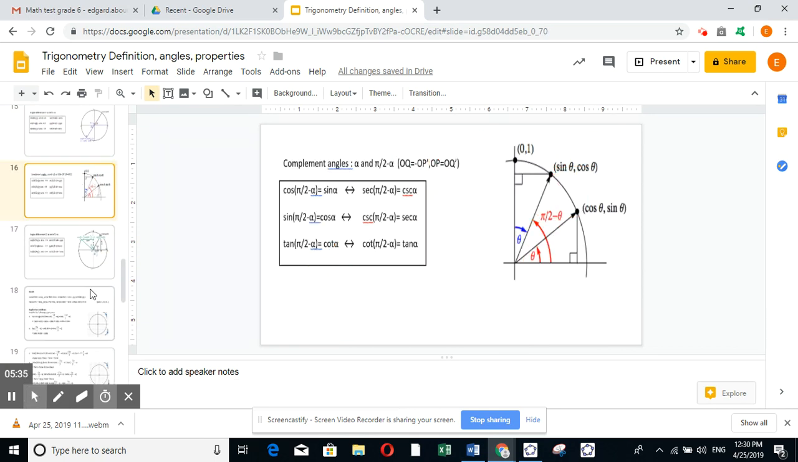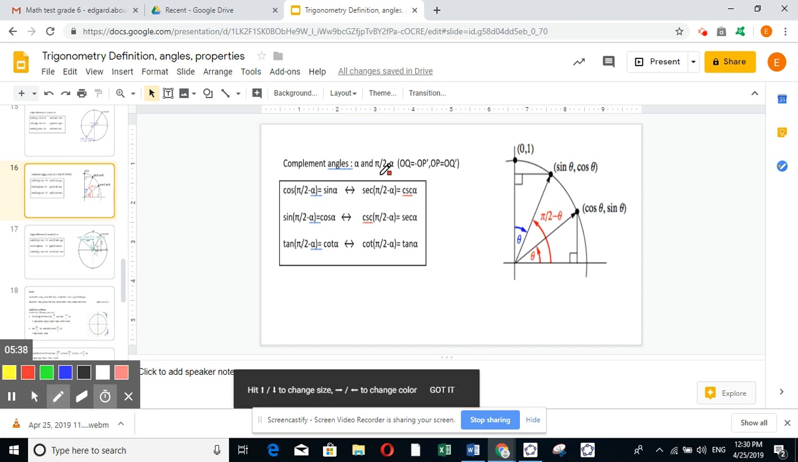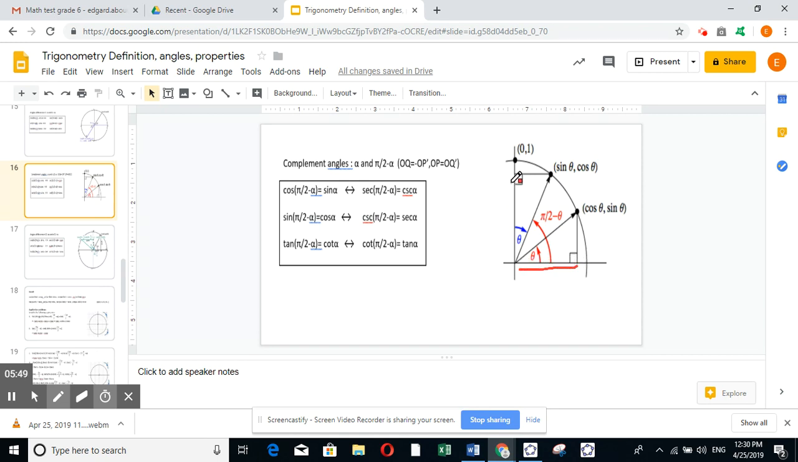However, consider the relation between alpha and pi over 2 minus alpha. Suppose this is alpha, this is pi over 2 minus alpha. You can see these two triangles are equal. We can realize that the cosine of alpha is the sine of pi over 2 minus alpha, and the sine of alpha is the cosine of pi over 2 minus alpha. So when you add pi over 2, cosine will be sine, sine will be cosine, secant will be cosecant, cosecant will be secant, cotangent will be tangent, and tangent will be cotangent. Because they are all in the first quadrant, everything is positive.